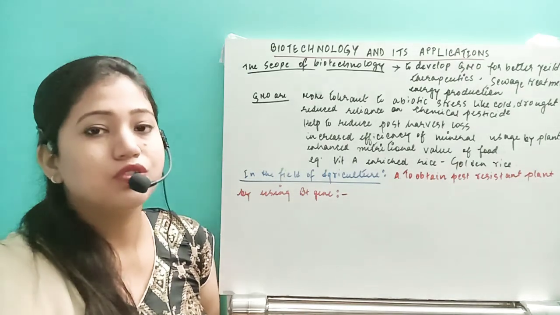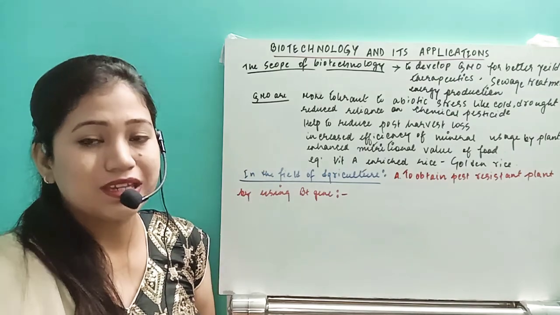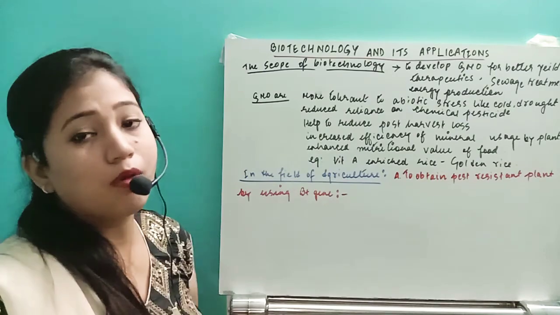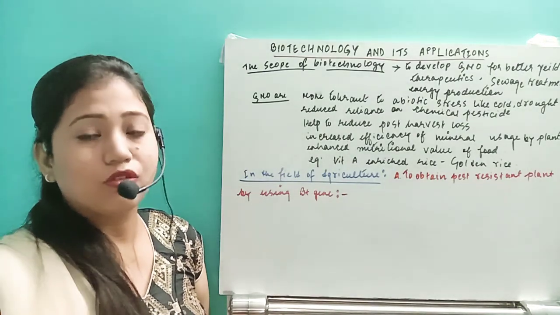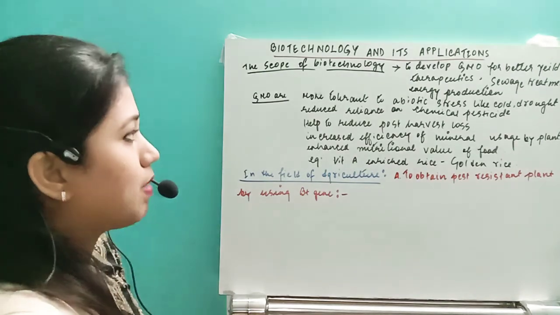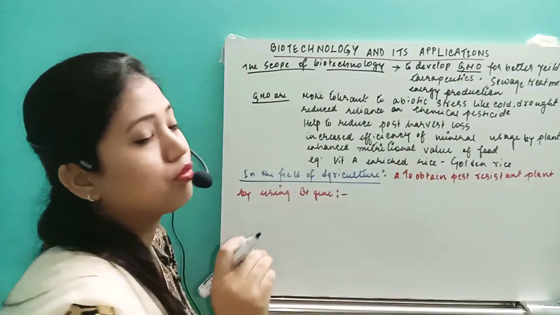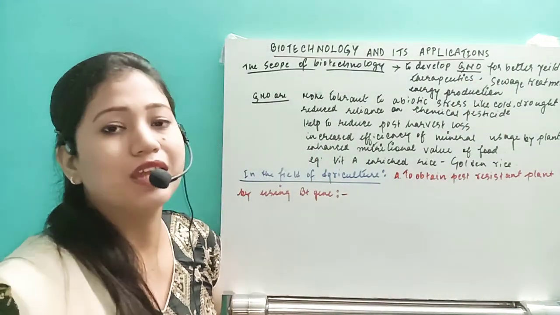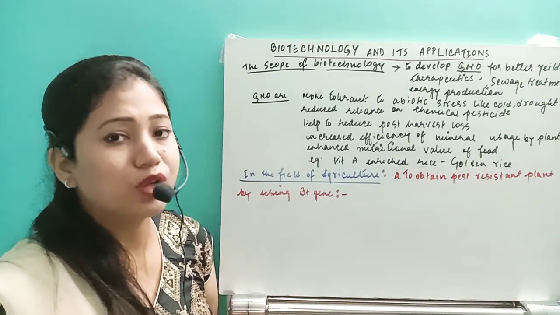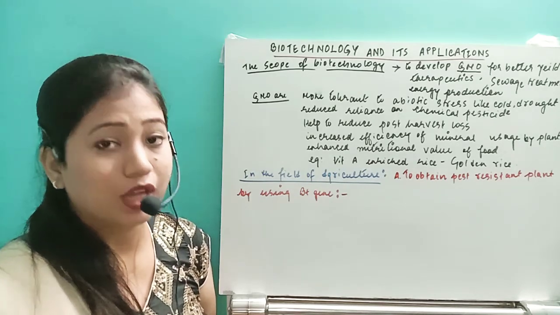So first of all, we should know how biotechnology helps, in how many different fields. So first of all, just see what is the scope of biotechnology. Biotechnology can be used in different fields, right? First of all, biotechnology is used to develop GMO. We have to know what the abbreviation GMO indicates. GMO stands for genetically modified organisms.